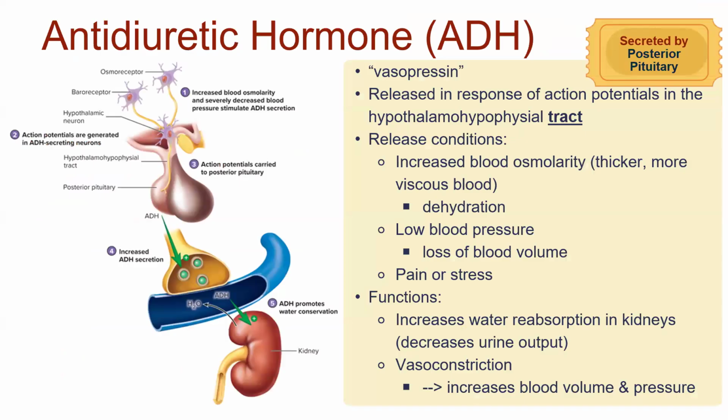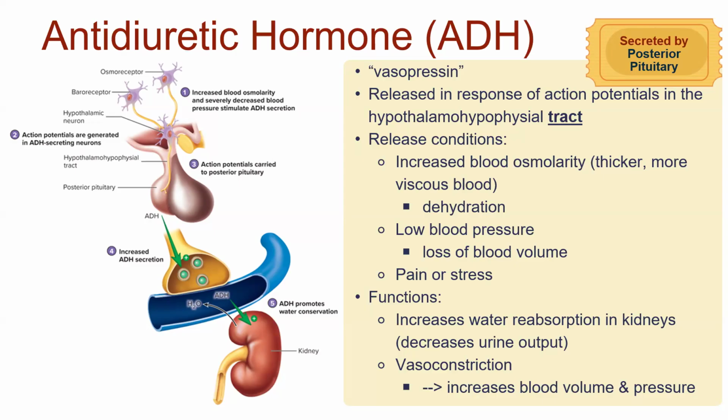So the first one, ADH, is also known as vasopressin. And so this is, again, going to be released when stimulated by that hypothalamo-hypophyseal tract, the action potentials coming from the hypothalamus to the posterior pituitary. And a diuretic medication gets rid of water. So anti-diuretic hormone is going to tell our body to retain water.